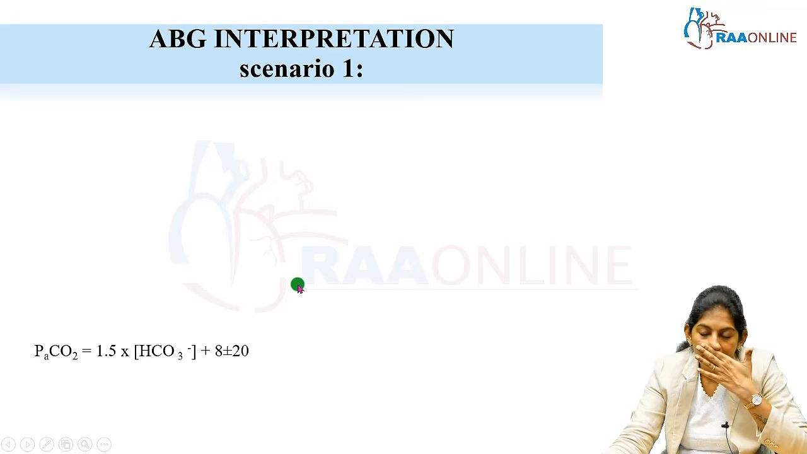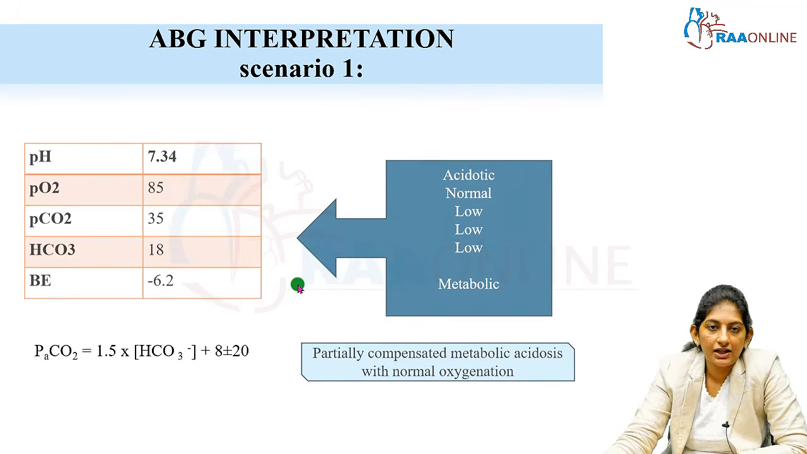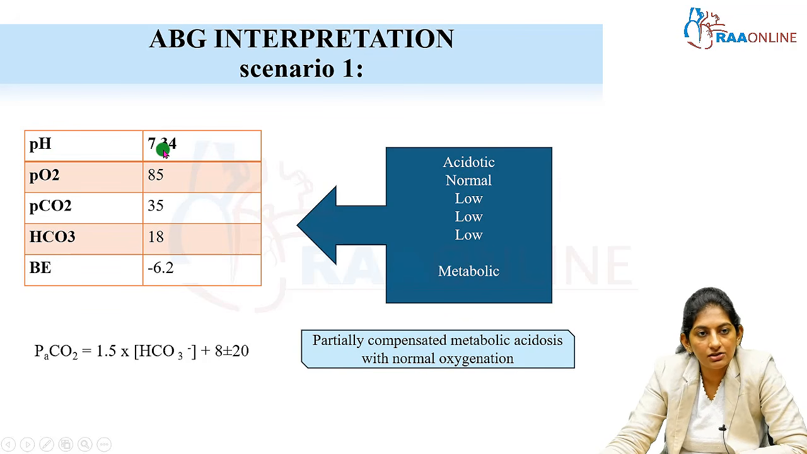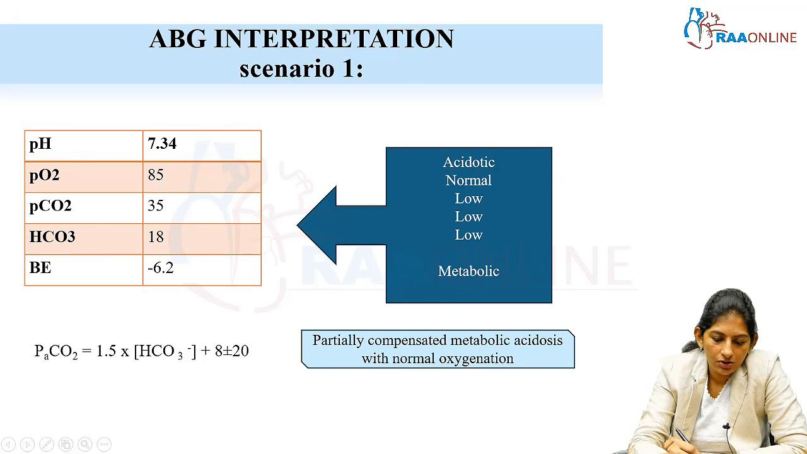Okay, right. So, we will come to scenario 1. So, I want you to look at this table first and then we will go on to the interpretation. Okay. So, pH is 7.34. Is it acidotic or alkalotic? This is an acidotic pH. Okay. Look at PO2, 85. What is a normal PO2? More than 80 is normal. Okay. So, it is normal.